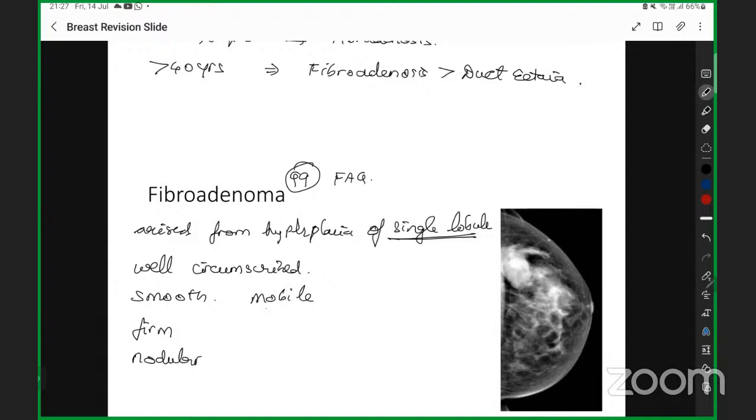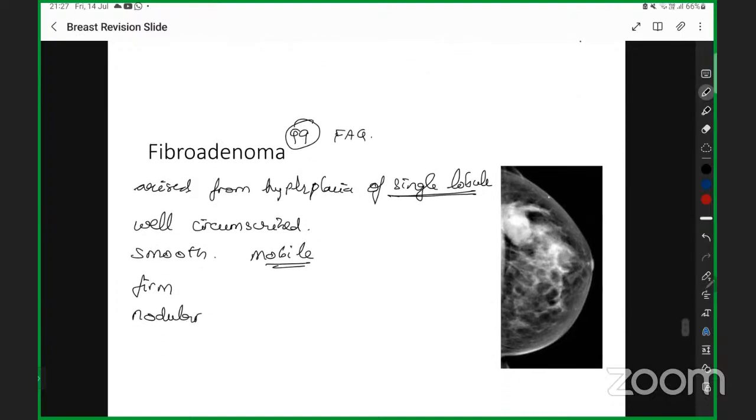Now tell me, which is called a mouse breast? Your fibroadenoma is called a mouse breast. Why do you call it a mouse breast? Because it is very, very mobile in nature. That is why you call it a mouse breast. It is going to be non-tender in nature. This is going to be a biphasic tumor. Why do I call it a biphasic tumor? Because at a younger age group this occurs, and at an elder age group this also occurs. It has a bimodal pattern, so that is why we call it a biphasic tumor.